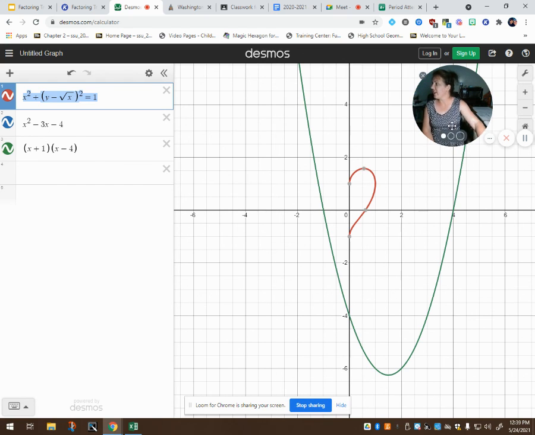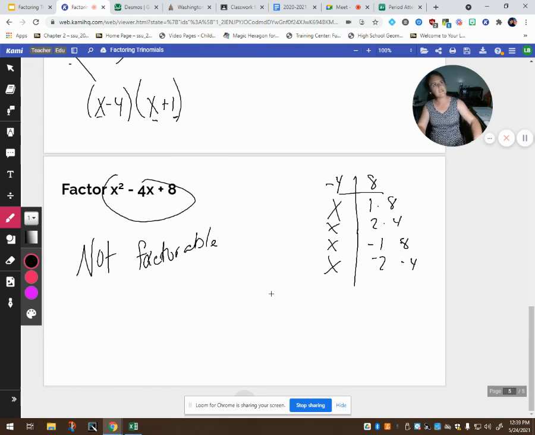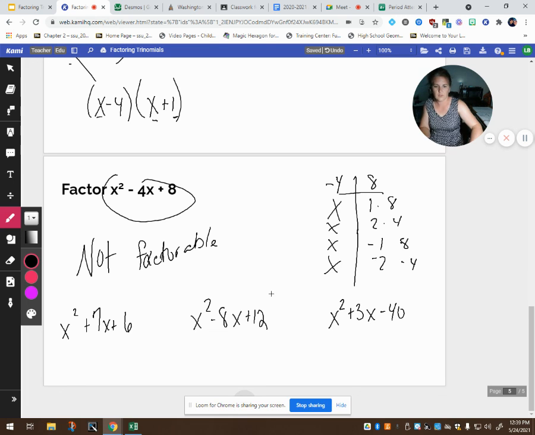I want thinking. All right, so we've got some more problems that we're going to do really quickly. I would like for you guys to try these. They're written up here on the board in class. X squared plus 7x plus 6. I want you to factor it, and I will give you a hint. These are all factorable. X squared minus 8x plus 12. And x squared plus 3x minus 40. And this is your assignment to finish today.